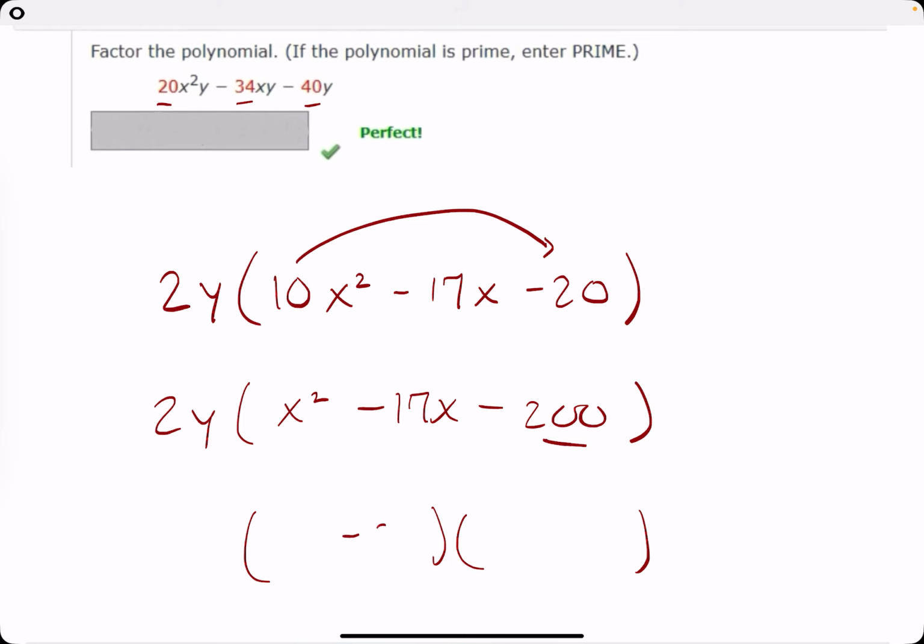I'm thinking a minus 25 and a plus 8. Think quarters. If you have 8 quarters, you got $2. You know what I'm saying?